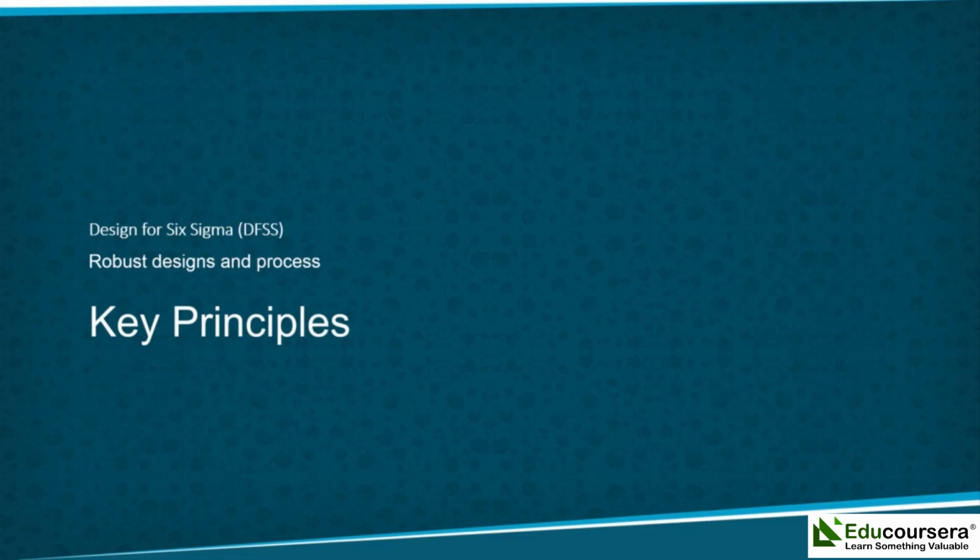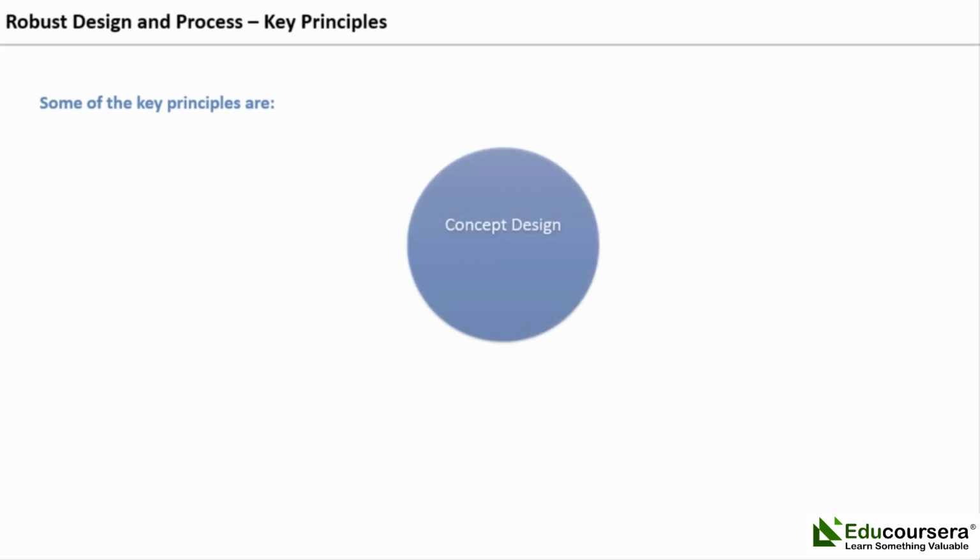Key principles. Robust design and process. Some of the key principles are concept design. Concept design is the selection of the process or product architecture based on technology, cost, customer, or other important considerations. This step depends heavily on the abilities and creativity of the designer.